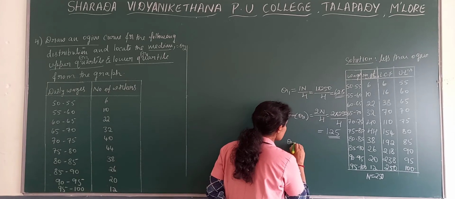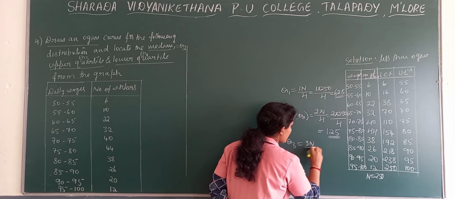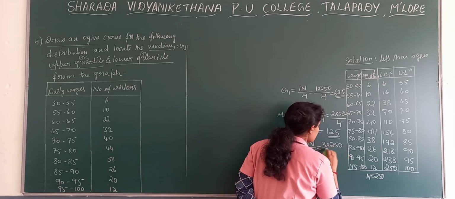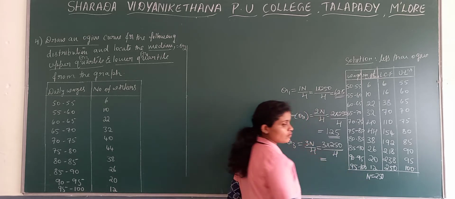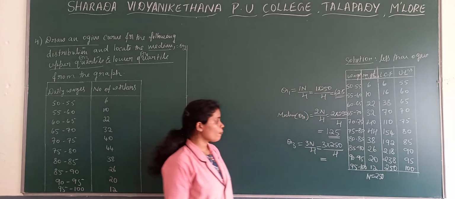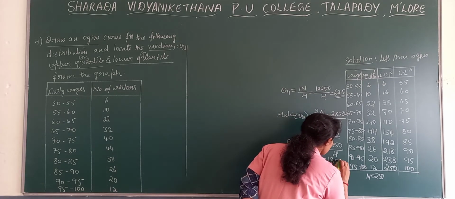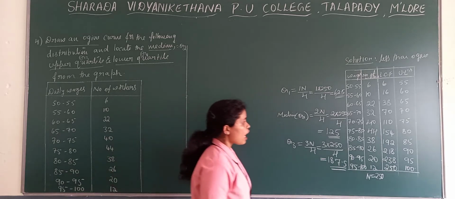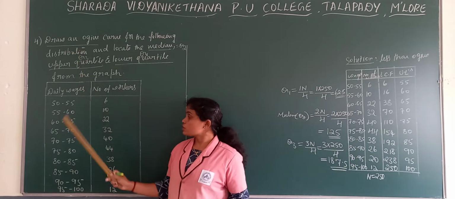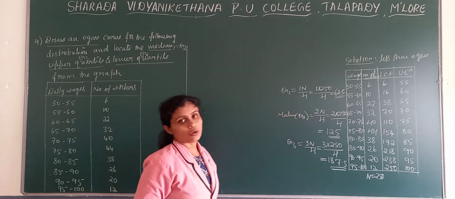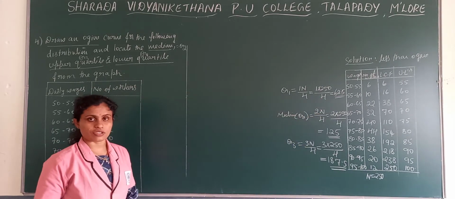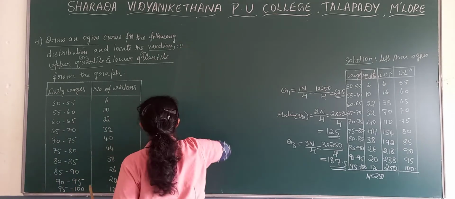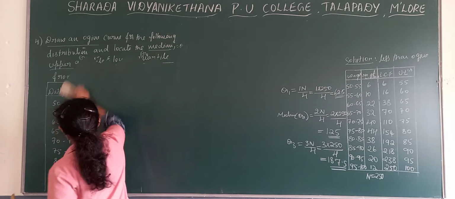Next, Q3, that is 3n by 4. 3 into 250. That will be 750 by 4. There we get 187.5. This we can consider as 188. Now, after drawing the less than ogive curve, we need to locate these three values. That is, we need to find the median, then Q1 and also Q3.